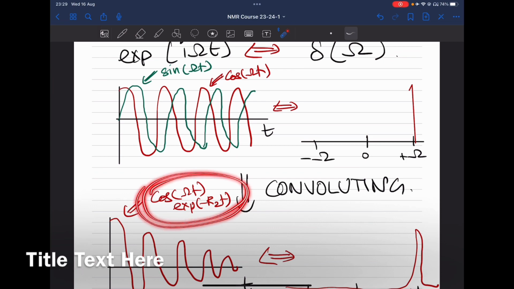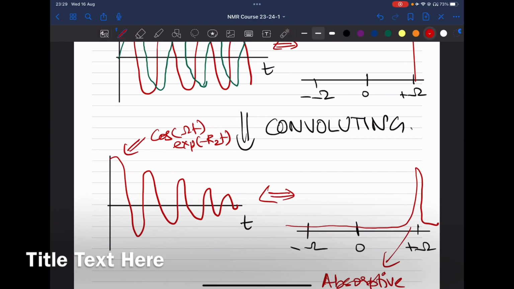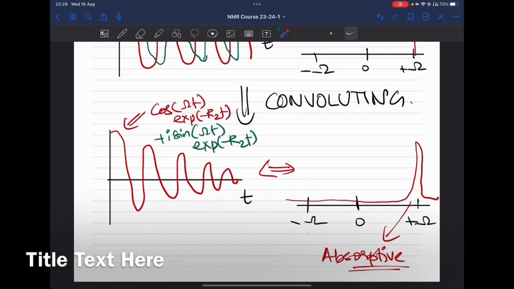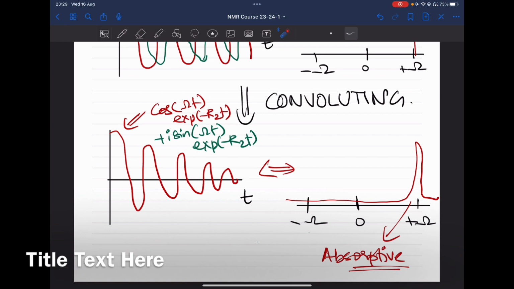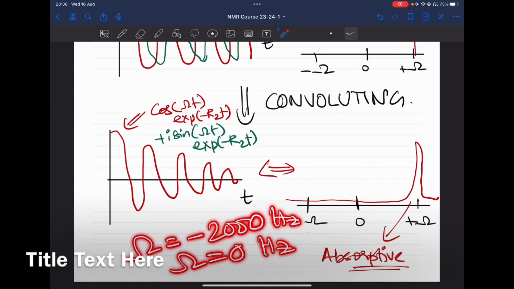So this is entirely a signal. I'm writing only the cos part. The sine part also exists. I'll write that explicitly: plus i sine omega t exp minus R2t will result in a Dirac delta function convolution with a Lorentzian to get a peak maximum at your omega. So if your omega is plus 1000 Hertz with respect to the carrier, you're going to get a peak there. Your omega for the methyl group is minus 2000 Hertz with respect to the carrier, you're going to get one there. And for an on resonance one for the methylene, you're going to get one such.